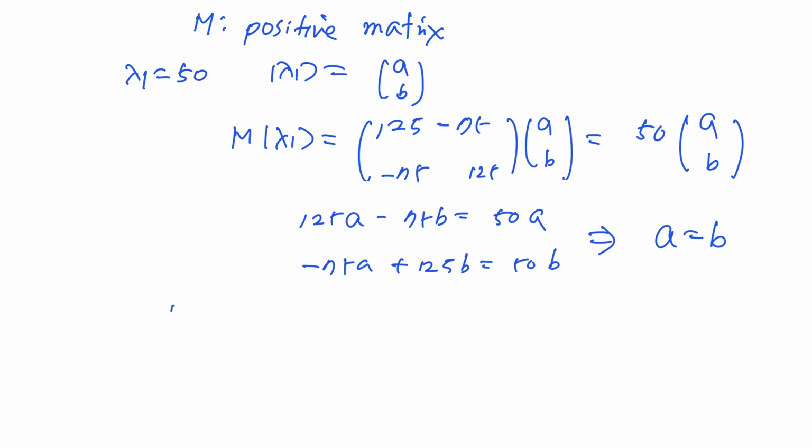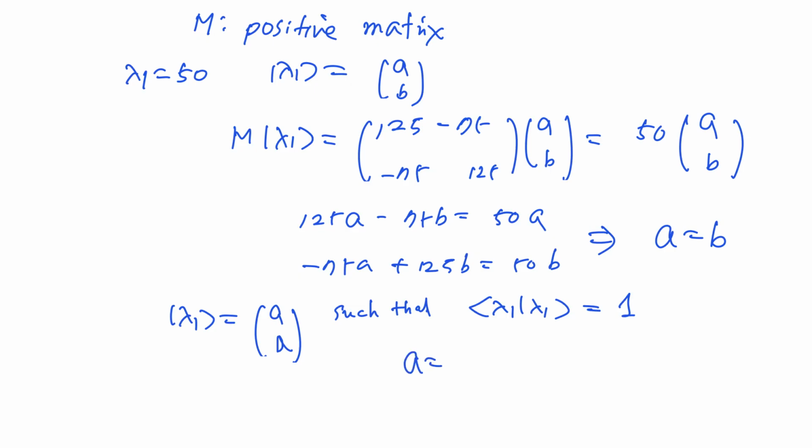So the eigenvector is (A, A). And we like to normalize this eigenvector such that its norm is equal to 1, right? So A is obviously 1 over square root of 2. Therefore, for lambda 1 we have the eigenvector 1 over square root of 2 times (1, 1).